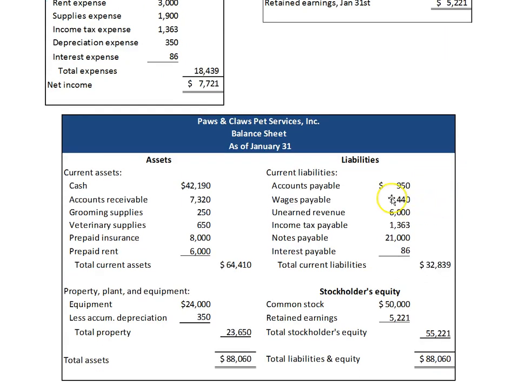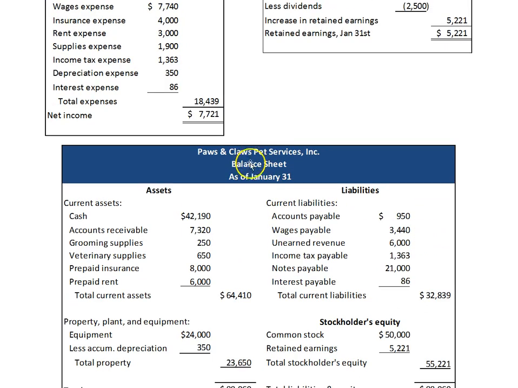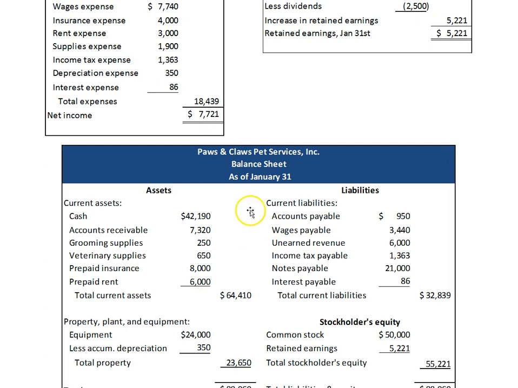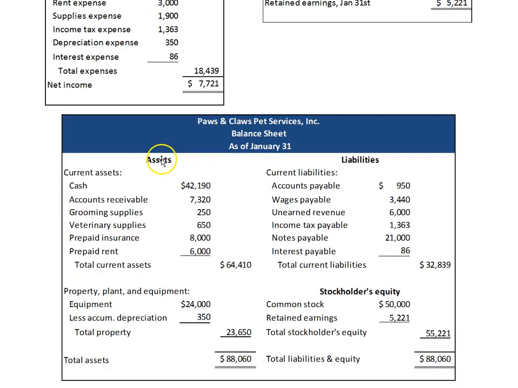Alright, the balance sheet. One thing we want to note, look at the date. It's not for the month ended January 31st like the other two are. It's only as of a specific date because this is a financial snapshot of the business at the end of business day on January 31st. It does the accounting equation where it has assets on one side and we put liabilities and stockholders' equity on the other side.